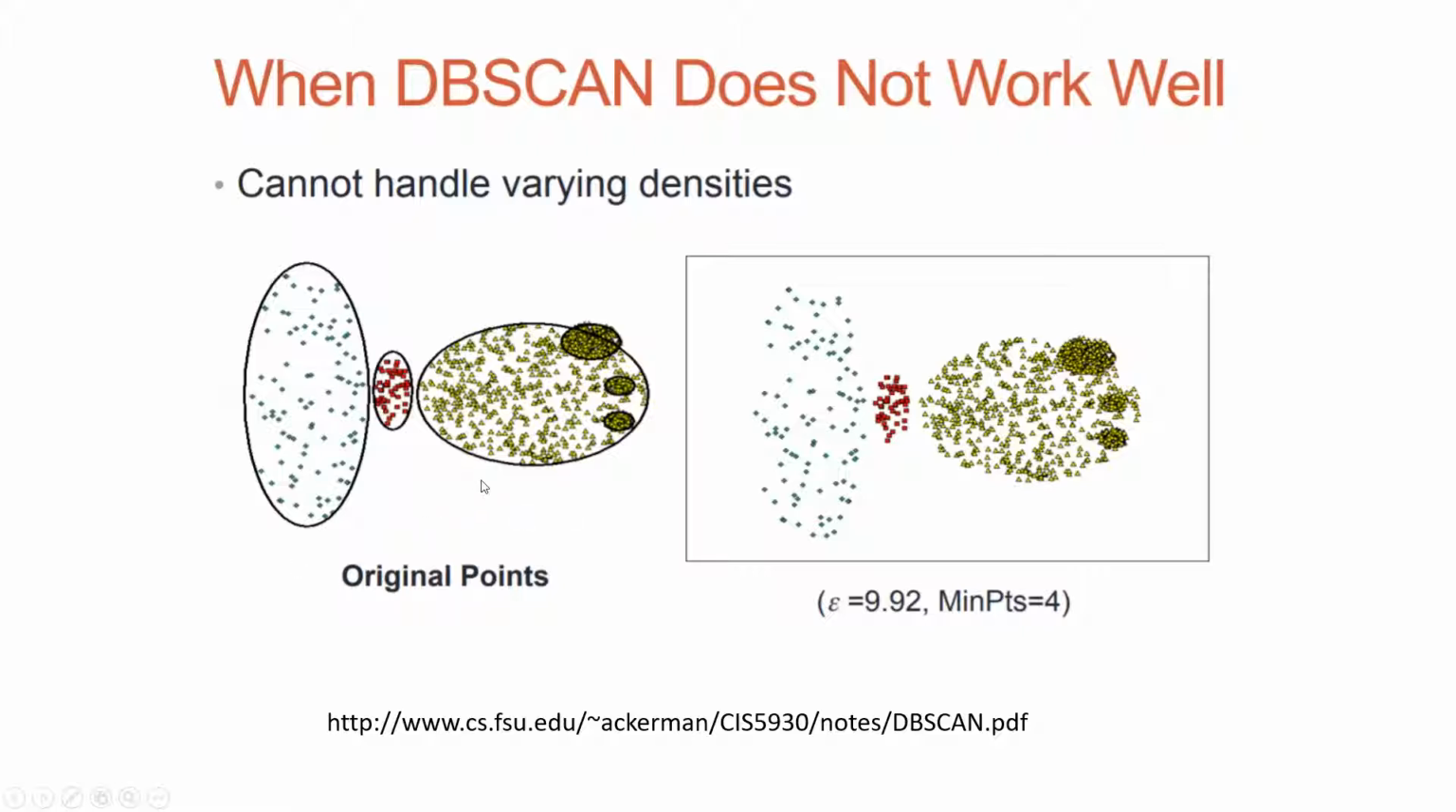But it cannot handle varying densities. Take a look at this one. These are original points. Dense, a lot more dense here, a lot more dense here, a lot more dense here. More dense here, of course. It's a different level of density here. For epsilon equal to 0.5, some kind of calculation, some example, minimum points 4.